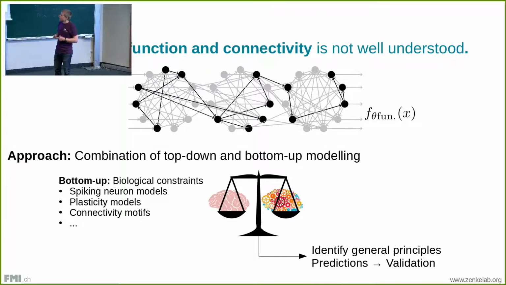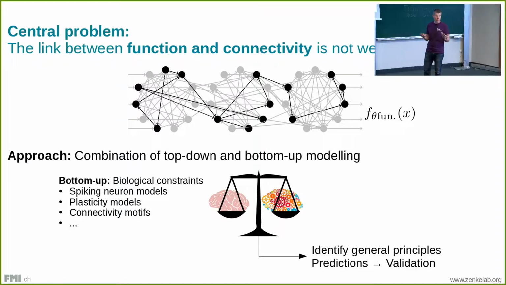And in my group, we approach this really through a combination of top-down and bottom-up modeling, where the bottom-up end is really that we put in biological constraints, such as realistic spiking neuron models, or plasticity models similar to the ones you've heard about this morning, and that we inform these models with specific connectivity motifs or other kinds of connectivity constraints that we know exist in neurobiology.